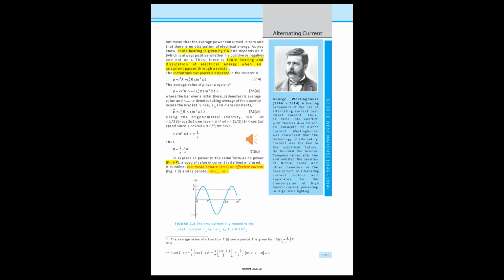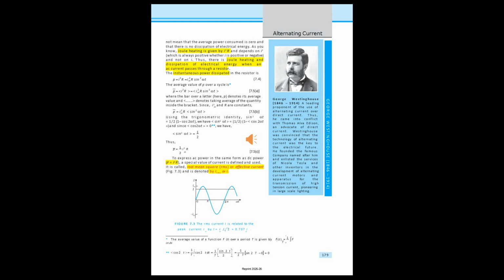Using the trigonometric identity, sin square omega t is given by half into 1 minus cos 2 omega t. So we have sin square omega t equal to half, 1 minus cos 2 omega t. And since the average of cos 2 omega t is equal to 0, we will have the average of sin square omega t equal to half. Thus, P bar is given by half Im square R.